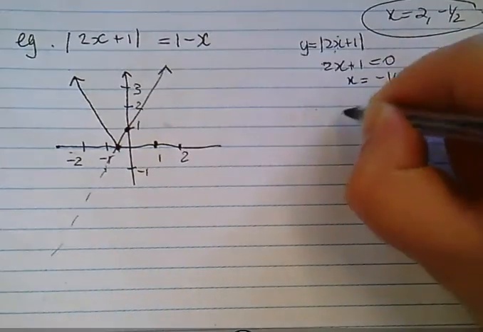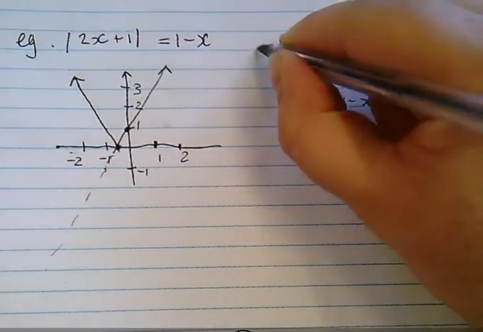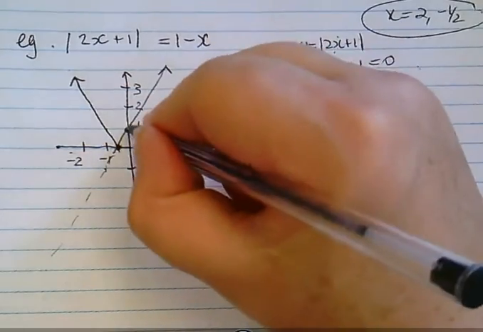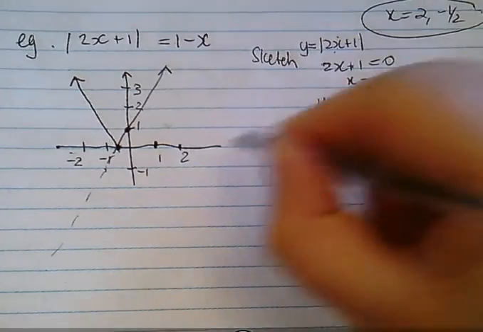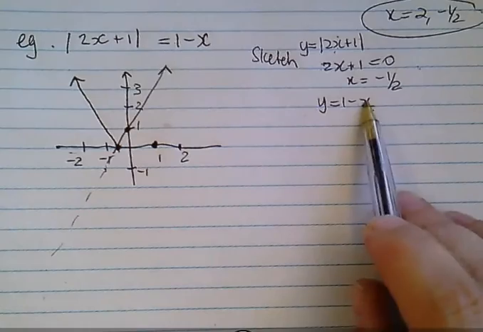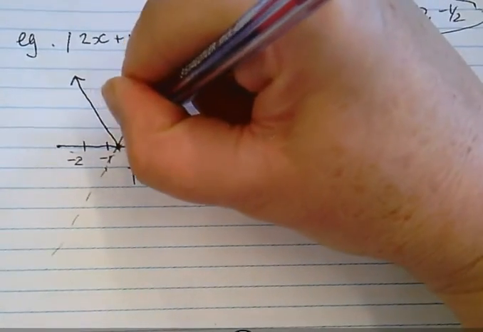And then if we want to sketch y equals 1 minus x, that's got a negative gradient. The y-intercept is 1. This one would have to be here. When x is 1, y is 0. So this graph looks like this.